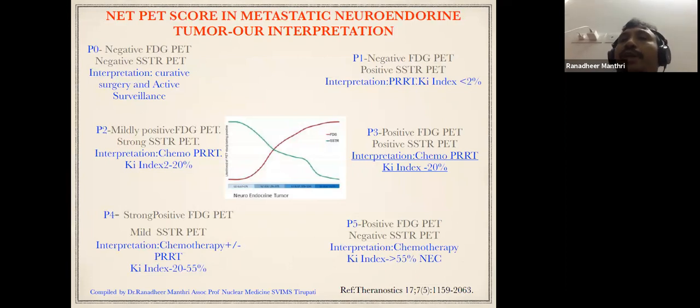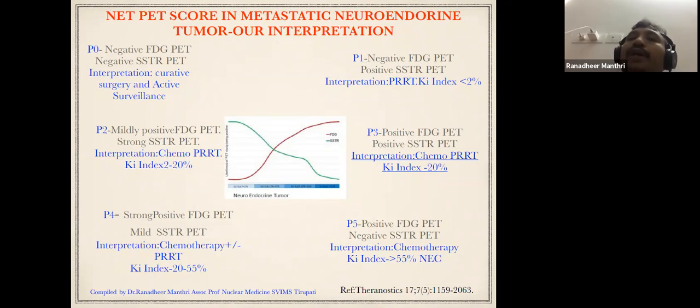I've already spoken: negative FDG, negative SSTR, it is curative, that is, nothing is left. P1, negative FDG, positive SSTR, interpretation Ki index less than 2, and we can use Sandostatin LAR, or if progressing on Sandostatin LAR, you can use lutetium dotatate.